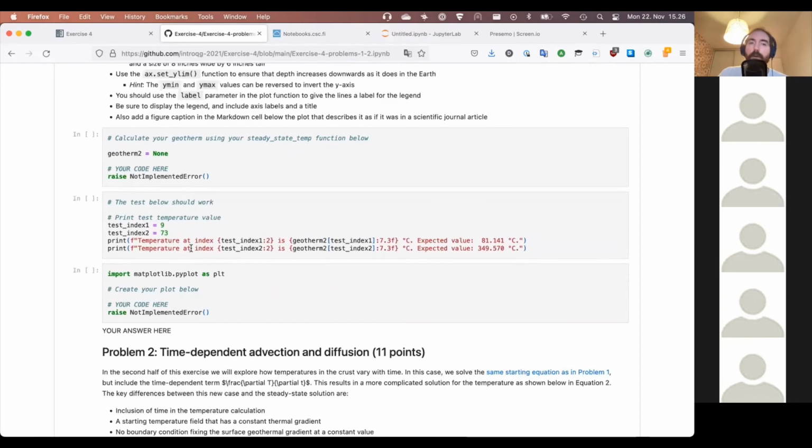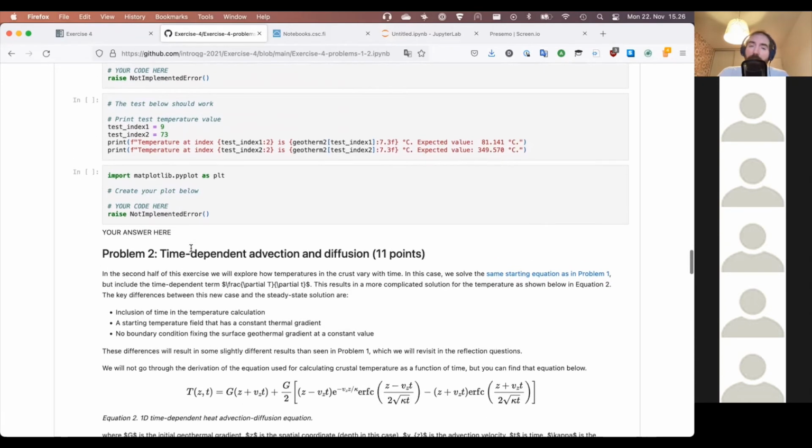So that will be it for problem number 1. I hope it's relatively straightforward in terms of what to do and how to get to having a couple plots, a new function, and things like that.